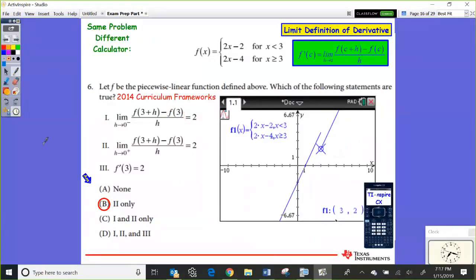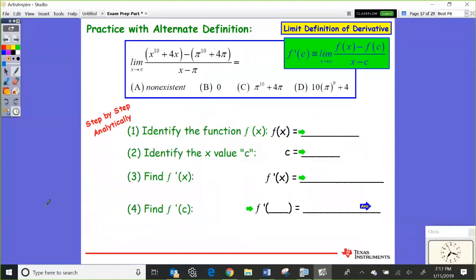This is the same problem and what a piecewise function looks like on your TI-Nspire. All of these are on your handout. Make sure you download them. Now, remember we have that second definition of derivative. So this is the second definition of derivative, where you're finding the derivative at a particular point instead of finding the symbolic definition and plugging in.